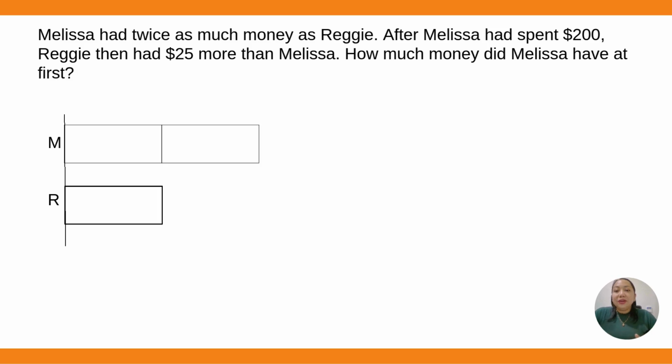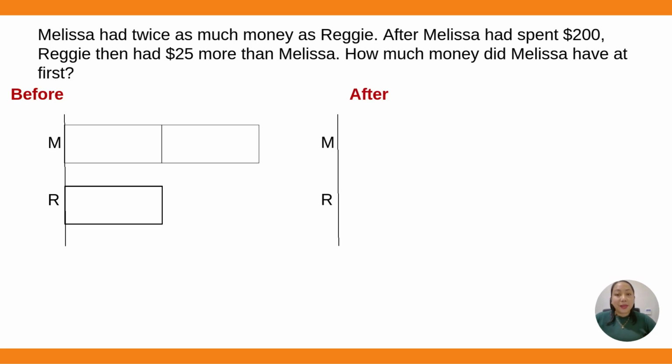So here, if you're going to read the first sentence, Melissa had twice as much money as Reggie, you would notice that we are actually comparing the money of Melissa and Reggie. Therefore, we will start with a comparison model. We'll draw a straight line and put the labels M and R on the left side. Then we will draw one unit for Reggie and two equal units for Melissa. Again, that is because Melissa had twice as much money as Reggie.